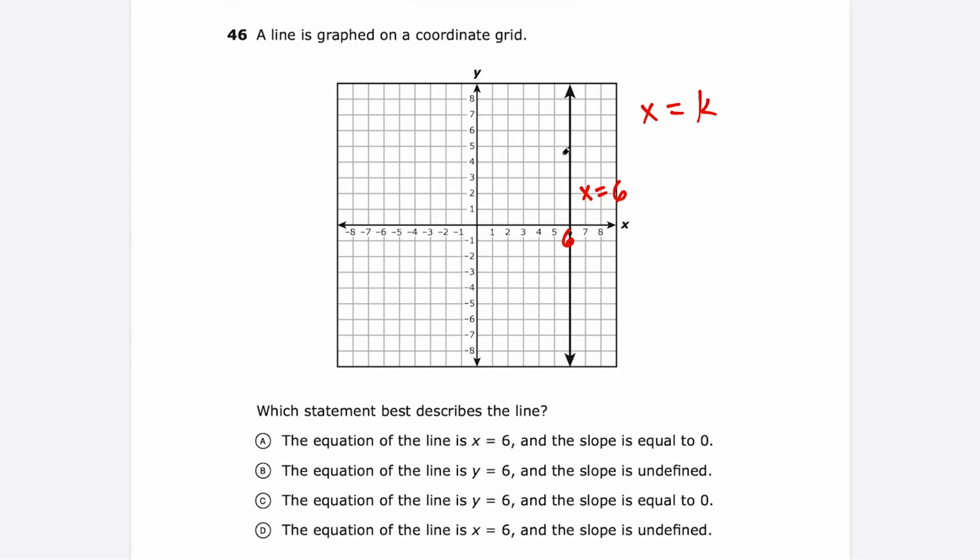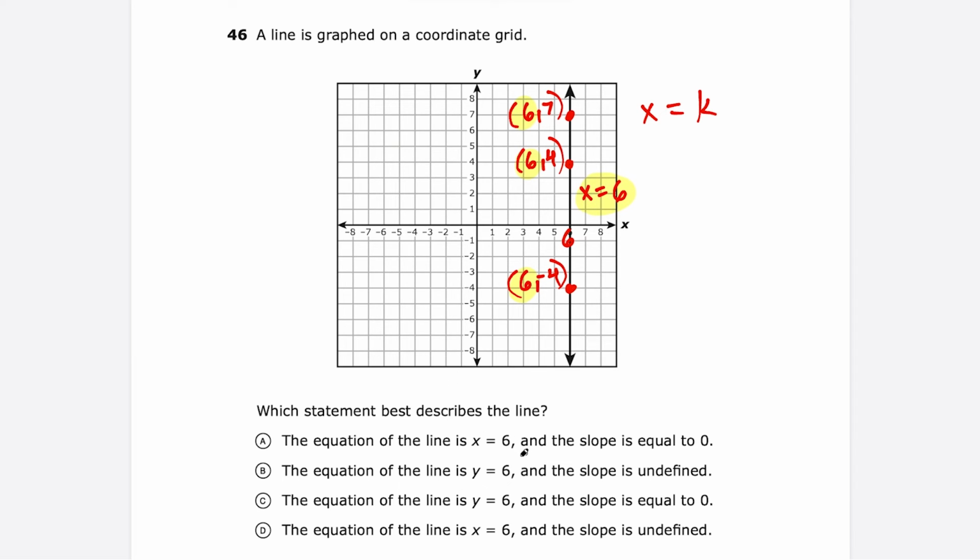If you want to know why that equation turns out like this, well, if we just pick out a bunch of points on this line, like let's say I pick out these 3 points here. This is the point (6, 7). This is the point (6, 4). And then down here is the point (6, -4). Now think about, what do all of these points have in common? The x value is equal to 6. So that's why the equation is x equals 6.